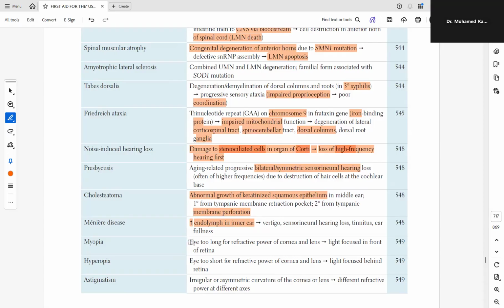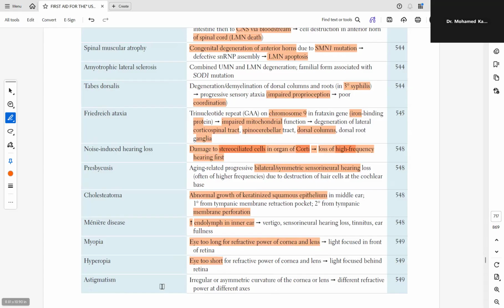Myopia is when the eye is too long for the refractive power of the cornea and lens, leading to light focused in front of the retina. Light will be focused in front of the retina. Why? Because the eye is too long for the refractive power of the cornea. This is myopia. Hyperopia is when the eye is too short. So this is the opposite. So in hyperopia, the eye is too short, okay, for the refractive power of the cornea and lens. Light is focused behind the retina. Behind the retina. Okay.